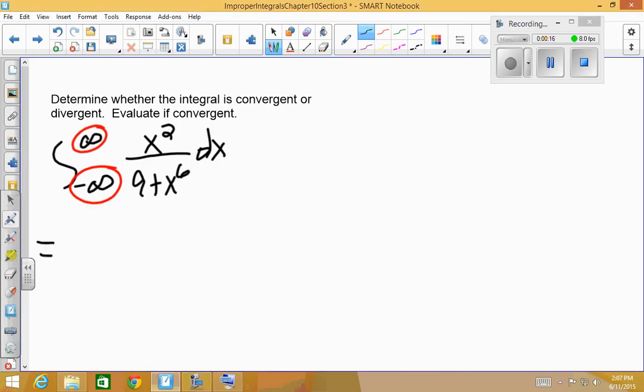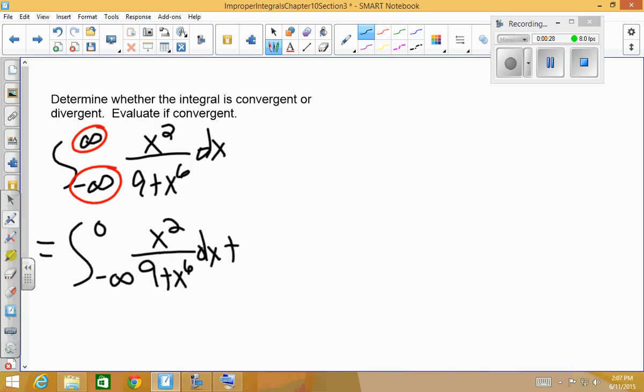So this breaks up into two improper integrals: the integral from negative infinity to, say, 0 of x squared over 9 plus x to the 6th dx, plus the integral from 0 to infinity of x squared over 9 plus x to the 6th dx. In reality, we can choose this 0 to be any convenient number, but it turns out that 0 works fine here, I believe.